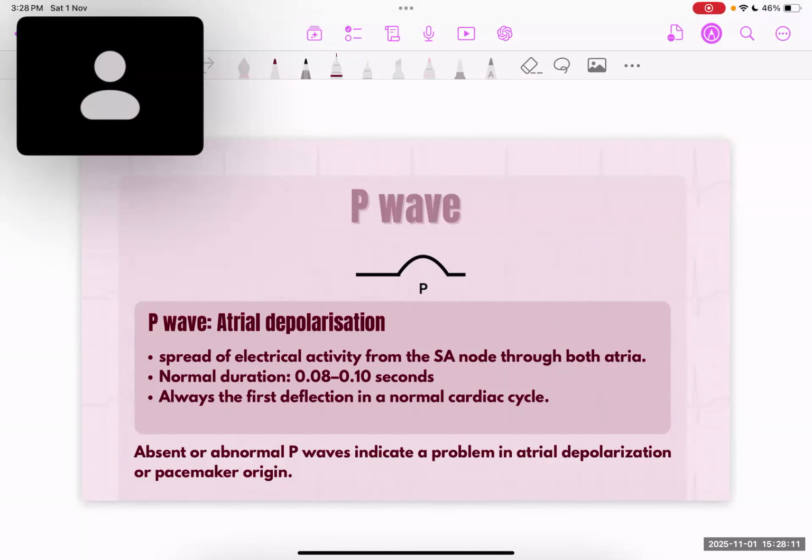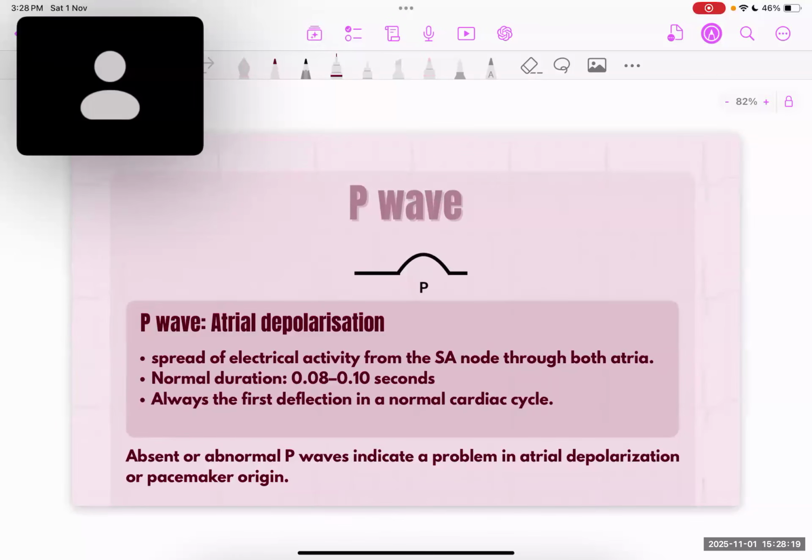Why is that so? Anyone? Okay, because your cardiac cycle is always going to start with atrial depolarization, hence it should be the first thing you see on the ECG. Yes, the SA node starts, perfect. Now, if there are absent or abnormal P waves, it's going to indicate that there's a problem either in the atrial depolarization or the pacemaker origin, so something in the SA node.